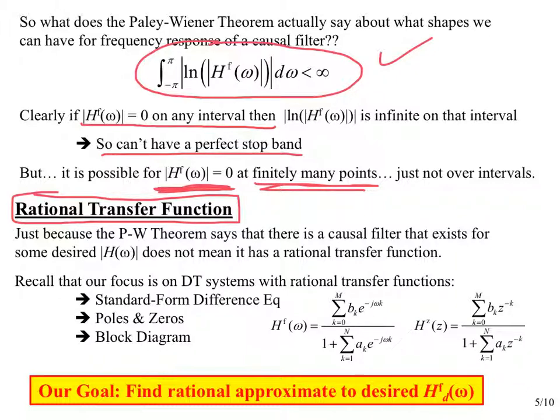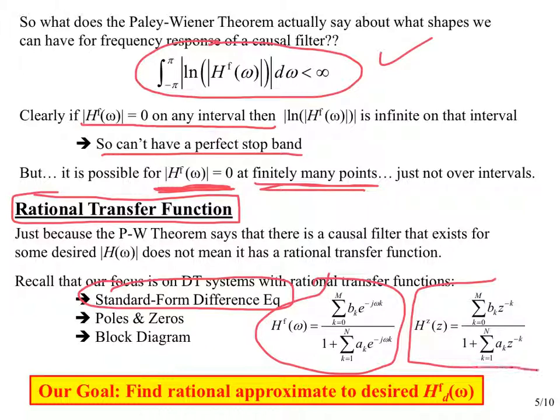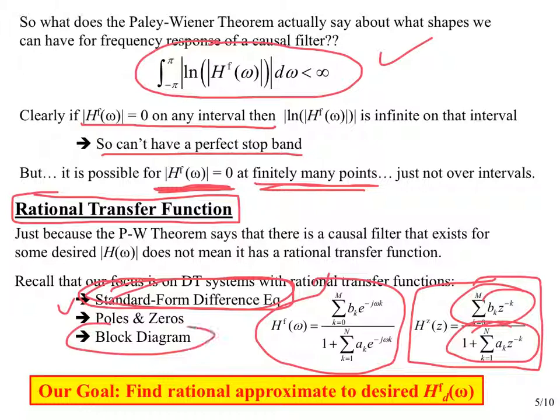So that comes from our standard form difference equation, which gives rise to things that look like this for frequency response, things that look like this for our transfer function. So that's what we mean by rational transfer function. It's a ratio of two polynomials in Z inverse, or equivalently in Z. And that gives rise to our pole zero diagrams and our standard form difference equations and our block diagrams.